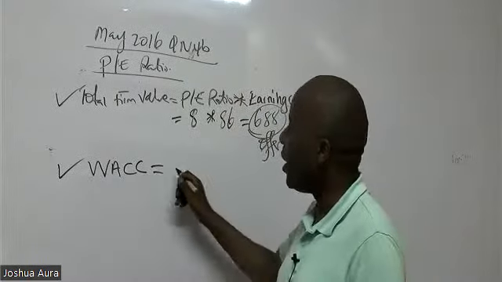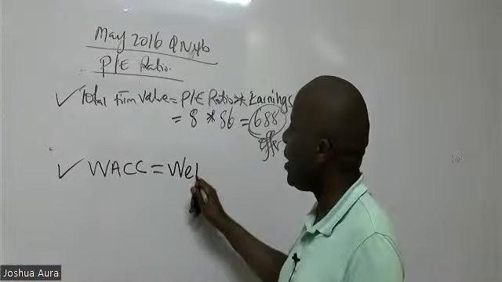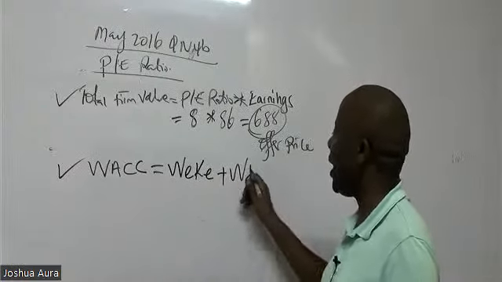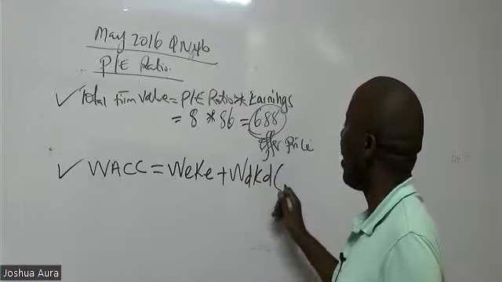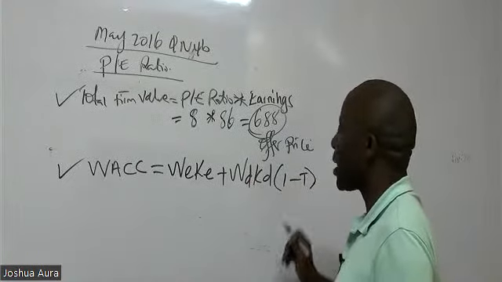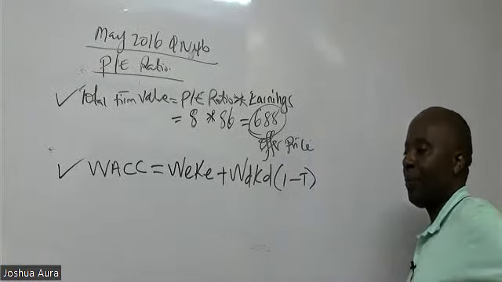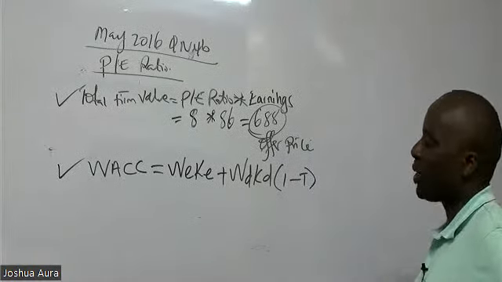So on this WACC, we normally take weight of equity times cost of equity, plus weight of debt times cost of debt. But remember that cost of debt is tax allowable. For cost of debt, you must always subtract tax.